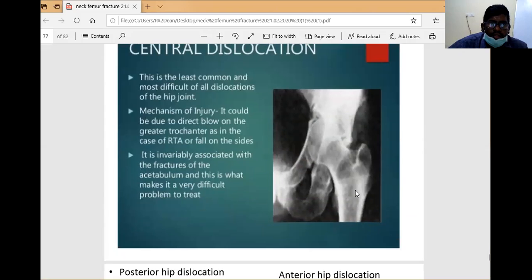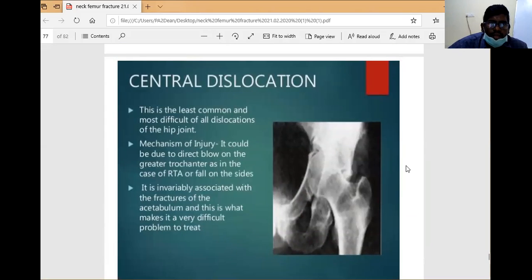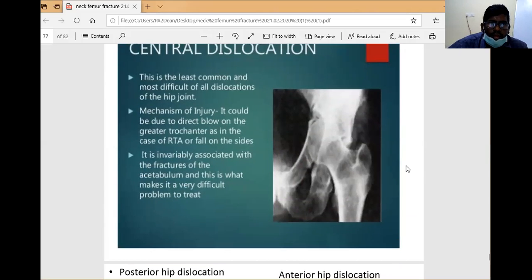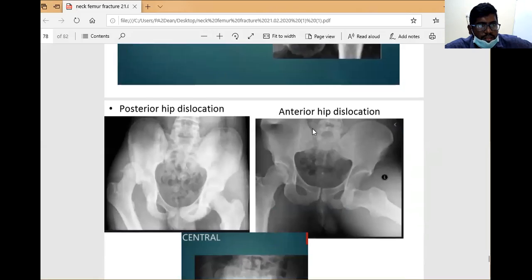The next one is central dislocation. Central dislocation is the least common. It occurs during a road traffic accident or dashboard injury, if the limb is in an abducted and externally rotated position while receiving a blow. There is an associated fracture of the acetabulum, and the head will traverse the acetabulum into the pelvis. This is called central dislocation.